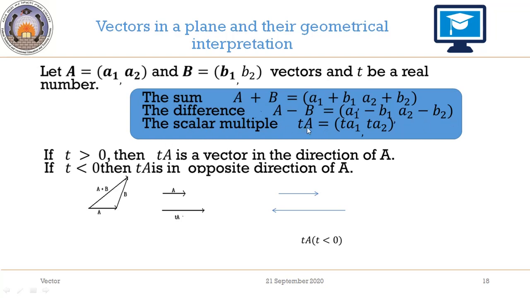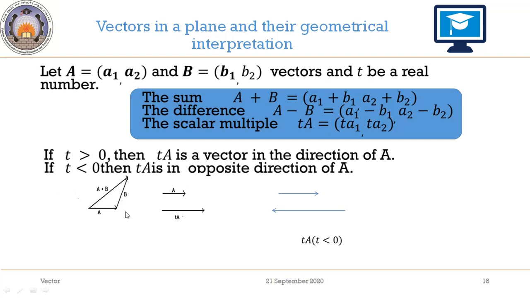For a scalar multiple tA, multiply each component of A by the constant t, then we have the components (ta1, ta2), where t is a real number, commonly non-zero, which can be either a positive or a negative value. If t has a positive value, then the scalar multiple tA is a vector in the direction of A. When t has a negative value, then tA is in the opposite direction of A.